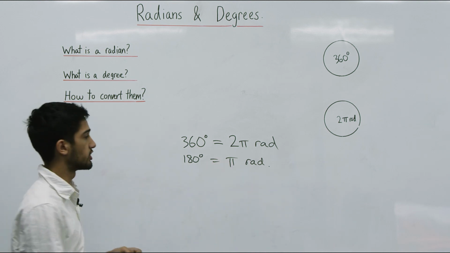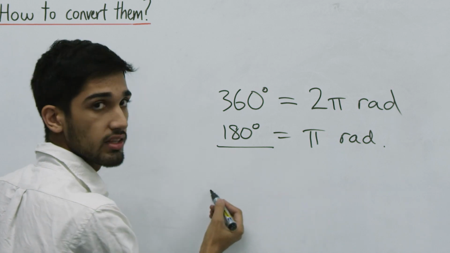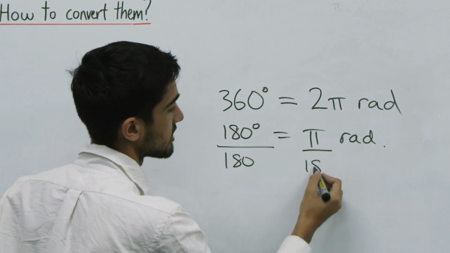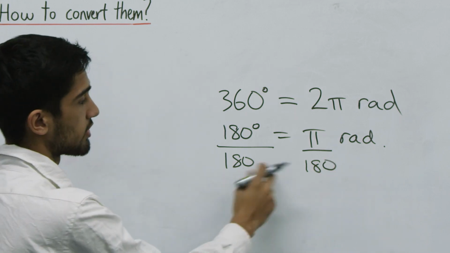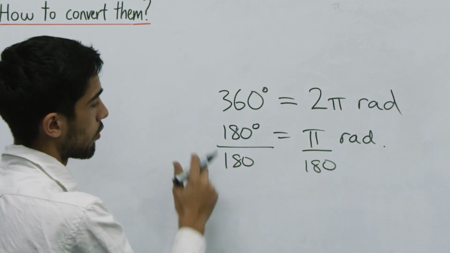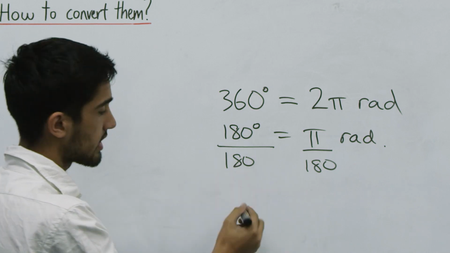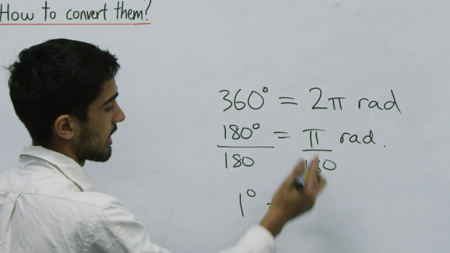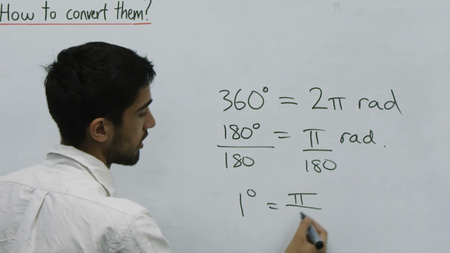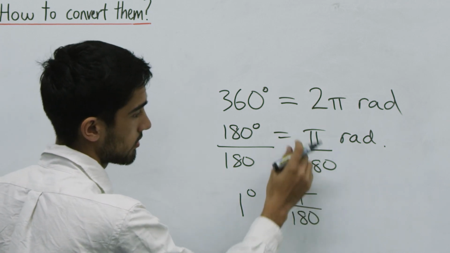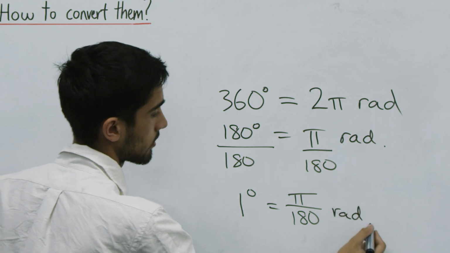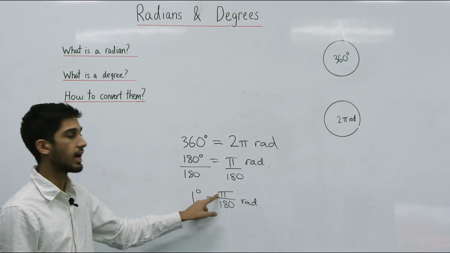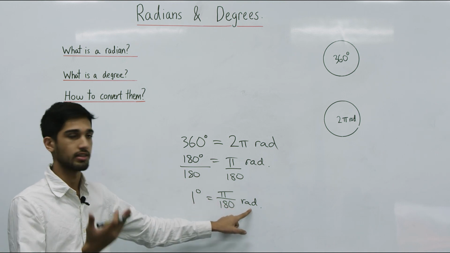The first conversion comes from this: if I divide the left side by 180, I must also divide the right side by 180. If I do this to both sides of the equation, what I get is 180 by 180 is 1 degree. And on the right side, I get pi over 180 radians. And that's our first formula. 1 degree is equal to the number pi divided by 180 radians.